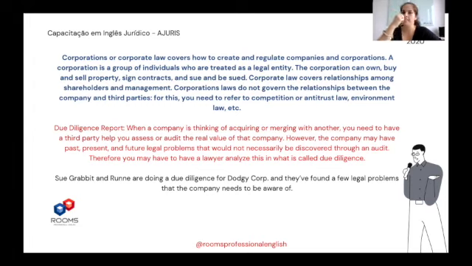So whenever a company is thinking about acquiring or merging with another company, you need the lawyer and accountants also to analyze the documents and the possible future liabilities that the company may have. In this specific case here, we have the lawyers doing a due diligence for Dodgy Corp. They have found the following legal problems that company needs to be aware of.